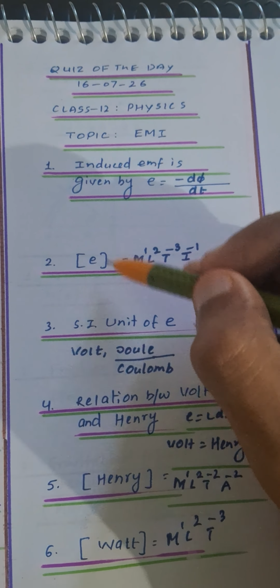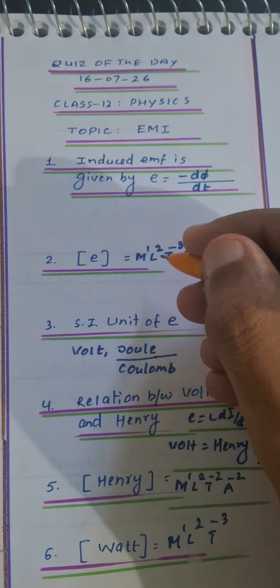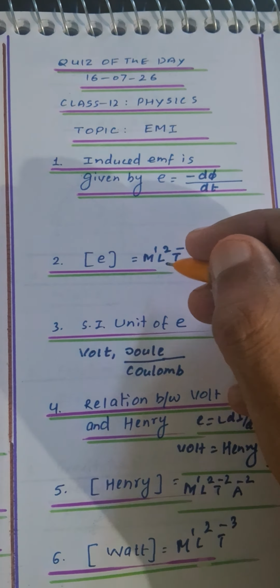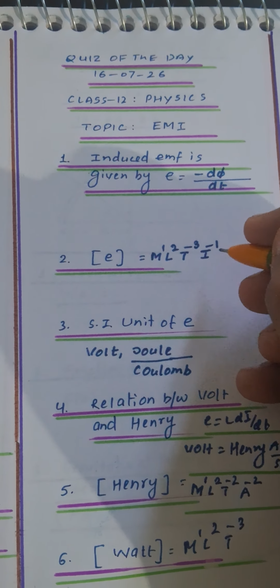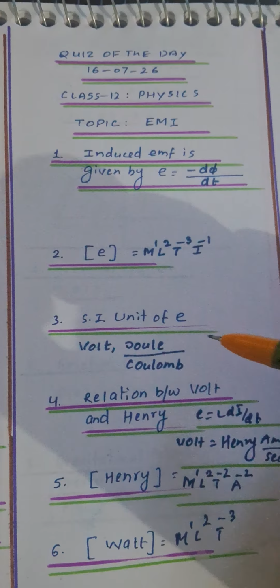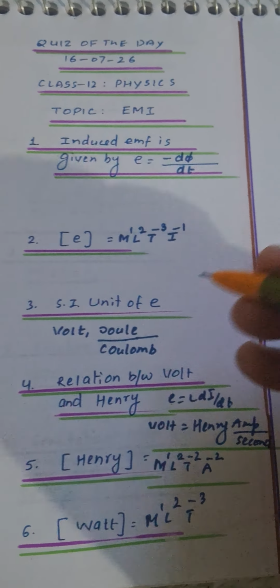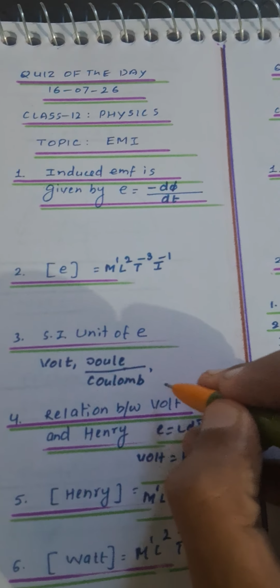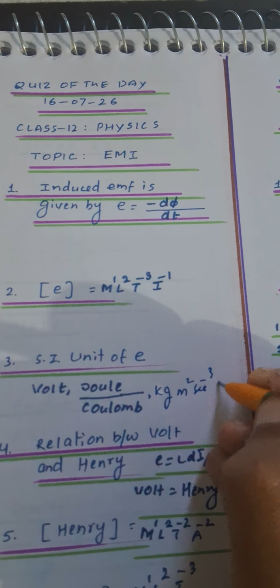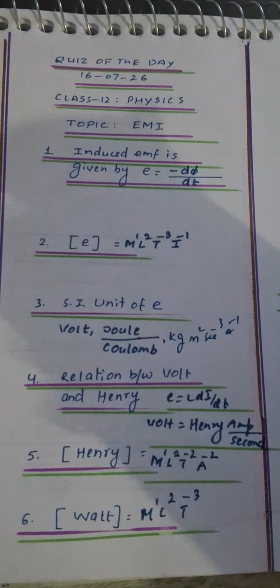Then we have the dimensional formula of induced EMF. It is equal to potential energy per unit charge. If you simplify this, it reduces to M^1 L^2 T^-3 I^-1. Then the third question is the SI unit of E. It is volt or joule per coulomb, or using this expression it can also be written as kg meter square second minus 3 ampere minus 1. So these are the possible answers to this question.